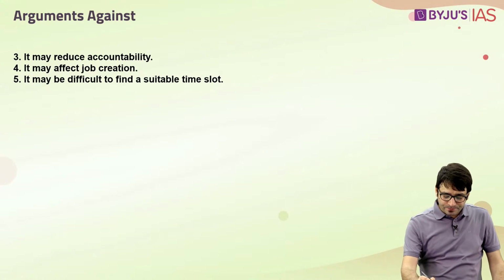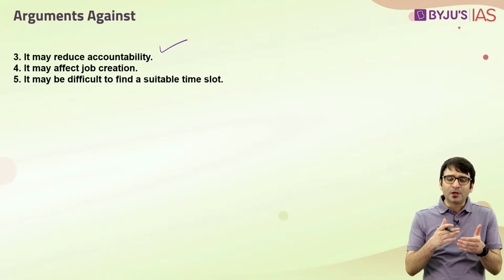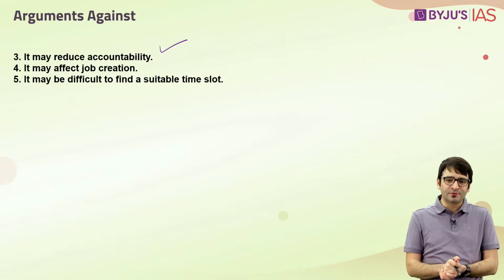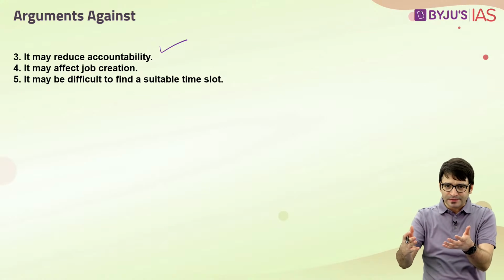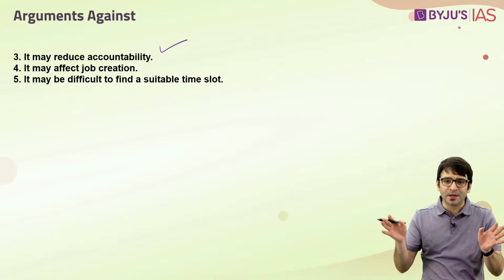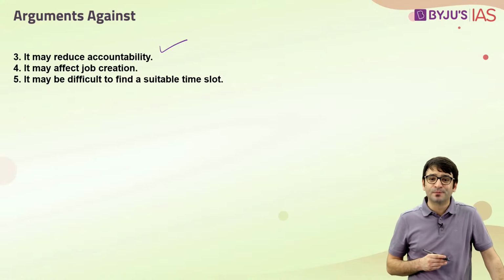Argument number 3, it may reduce accountability. Politicians in India have a habit of turning a blind eye towards the grievances of the people. After they are elected, they disappear. And they come back only when a fresh election is announced.